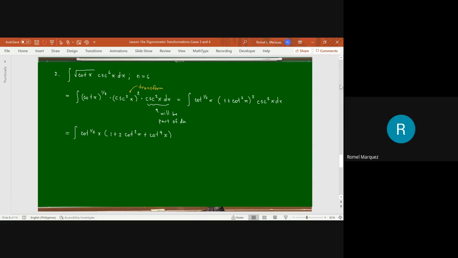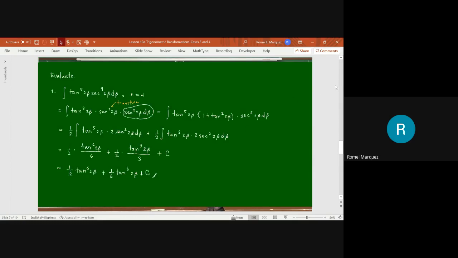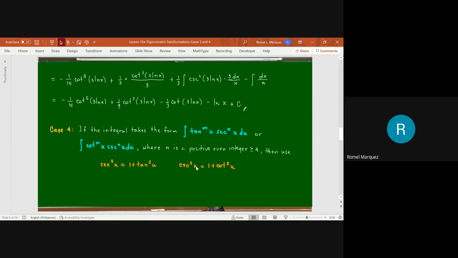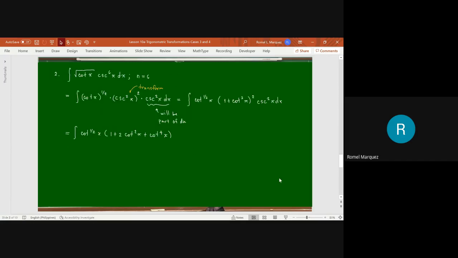The transformation, don't forget. So this is what you're going to have. Secant squared is 1 plus tangent squared, but here it is 1 plus cotangent squared. And then after that, copy cosecant squared and then distribute. So everything will be in terms of cotangent, and this will be the differential. All you have to do is put a negative, because the differential of cotangent is negative.